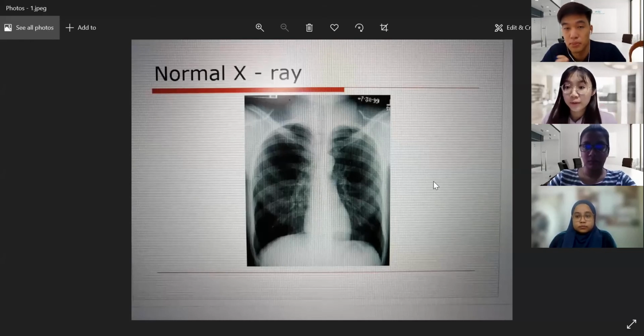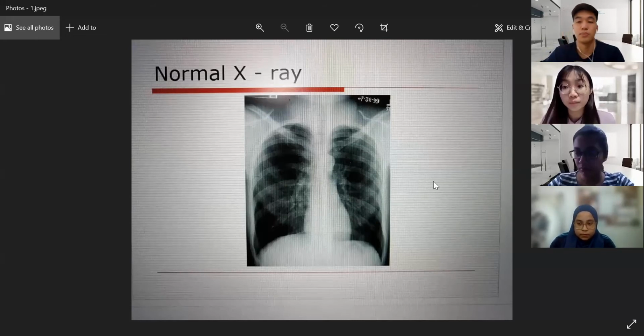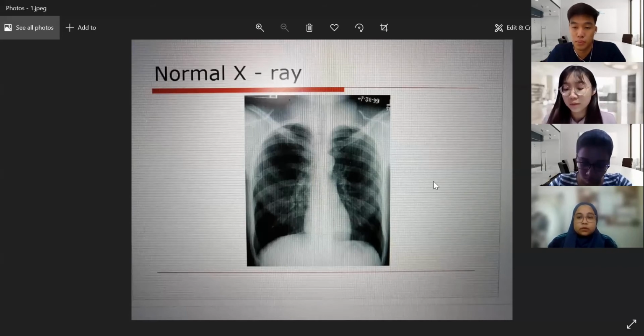Good morning, everyone. My name is Wan Jing, and today I'm going to interpret the normal X-ray. So first, I will check all the patient details, which are the name, IC, and gender, to confirm this patient. Then next, I will ask the patient when the X-ray was taken, where, and why the patient needs to take this X-ray. Then next, I will use the A, B, C, D, E, F method, where A is airway.